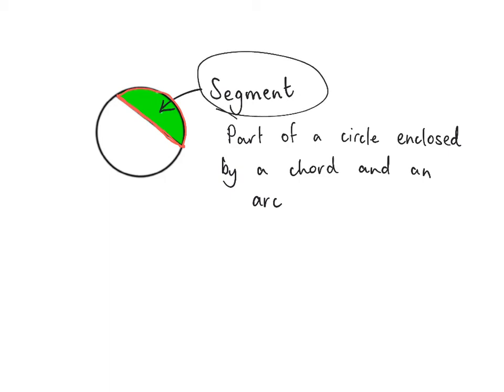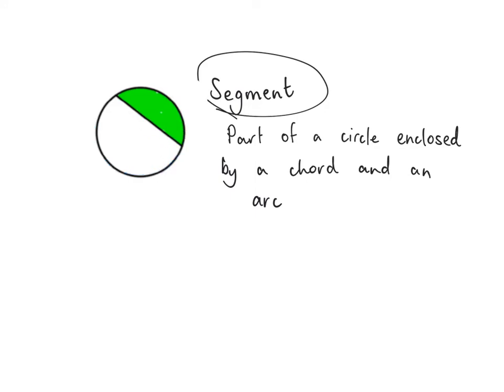A segment is the part of a circle that's enclosed by a chord and an arc. Just to say one more time what I mean by that: there's the chord and there's the arc. So that green section is a segment. We do also have another segment here because that's also enclosed by a chord and an arc. So when I draw a chord on a circle, I actually get two segments. I get one big one and one small one.